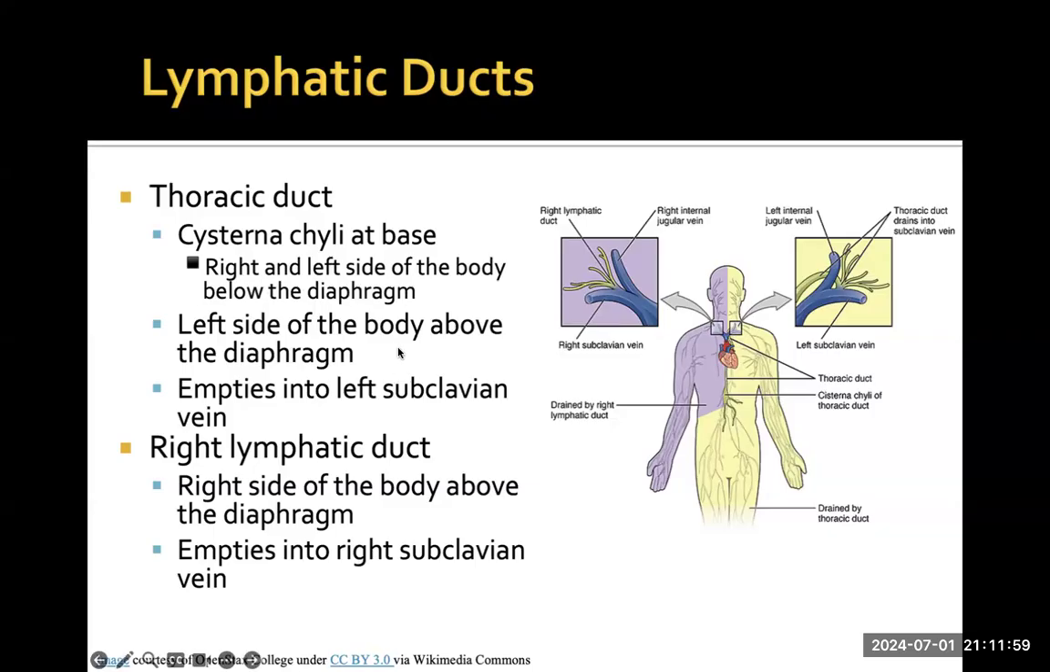Then you have the left side of the body that's going to be above the diaphragm, so like here. And then they're going to empty into the subclavian veins, so it goes up and then into there. The right lymphatic duct is going to be on the right side of the body above the diaphragm, and then it's going to empty into the right subclavian vein.